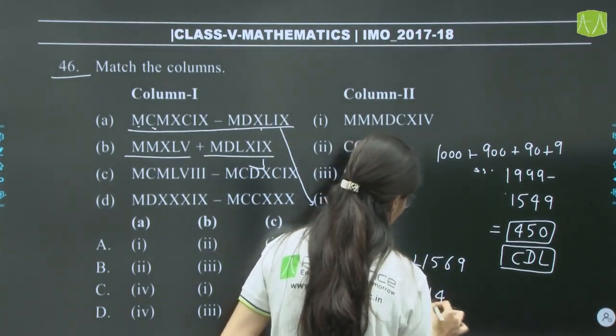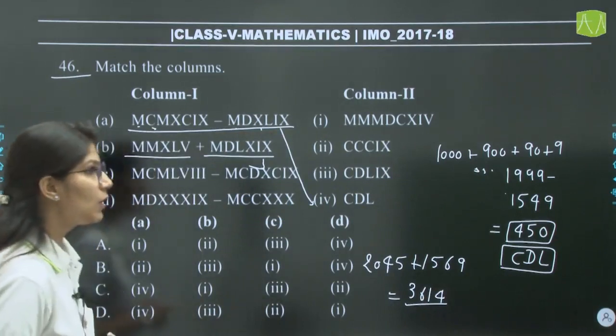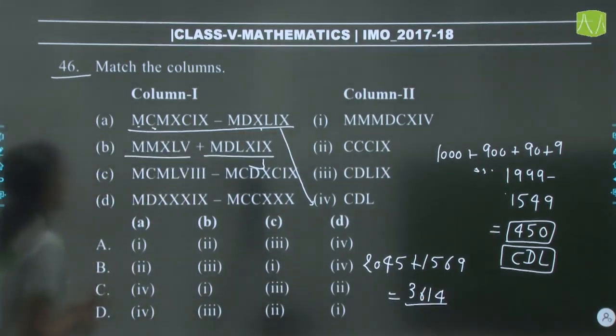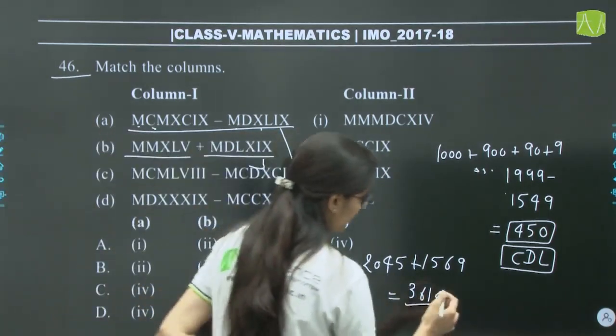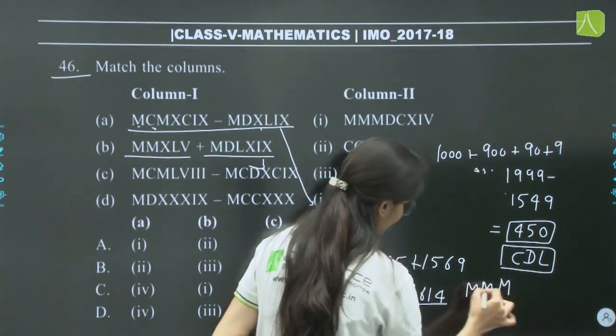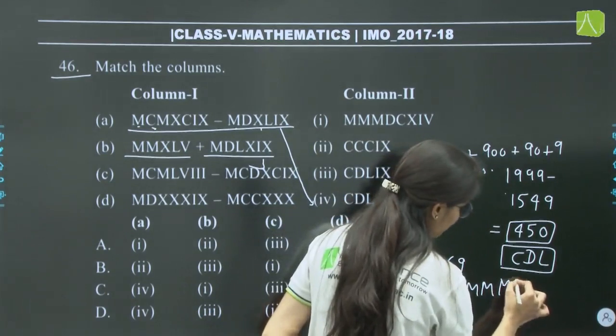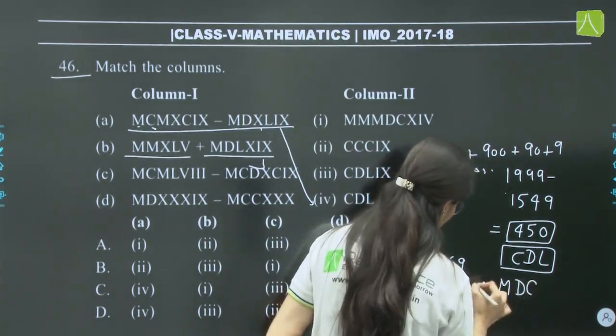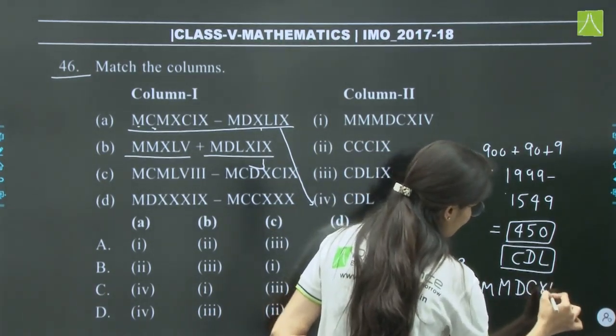It's 3614, and now you have to write this 3614 in Roman numerals. So 3000 means it's MM, you can write it 3 times. Then for 600, first we have to write this D, 500, 600, and for 14 it's XIV.